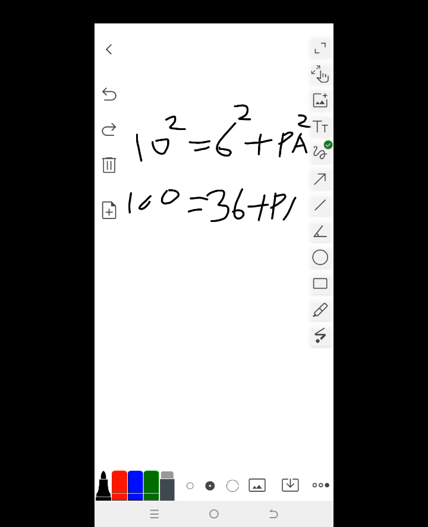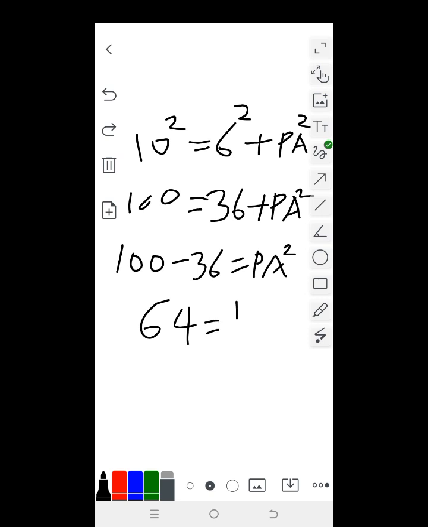As we all know, 10 square is 100, then 6 square, that is 6 times 6 is 36, plus PA square. Now, it's wise that we collect like terms. 100, once positive 36 crosses equality, it becomes negative 36. So we have 100 minus 36 equal to PA square. And from here, 100 minus 36 gives us 64, which is equal to PA square.